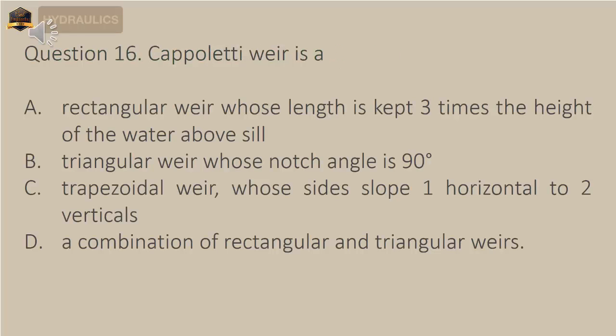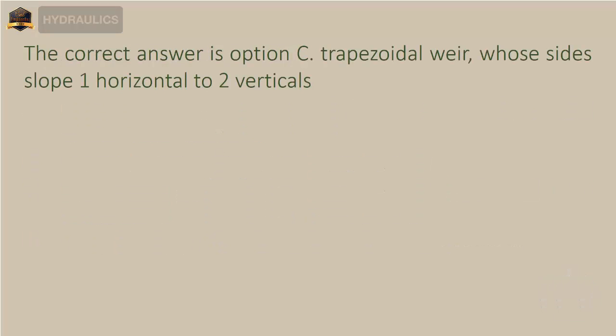Question 16. Cipolletti weir is A. Rectangular weir whose length is kept 3 times the height of the water above sill. B. Triangular weir whose notch angle is 90 degrees. C. Trapezoidal weir, whose sides slope 1 horizontal to 4 verticals. D. A combination of rectangular and triangular weirs. The correct answer is option C, trapezoidal weir, whose sides slope 1 horizontal to 4 verticals.